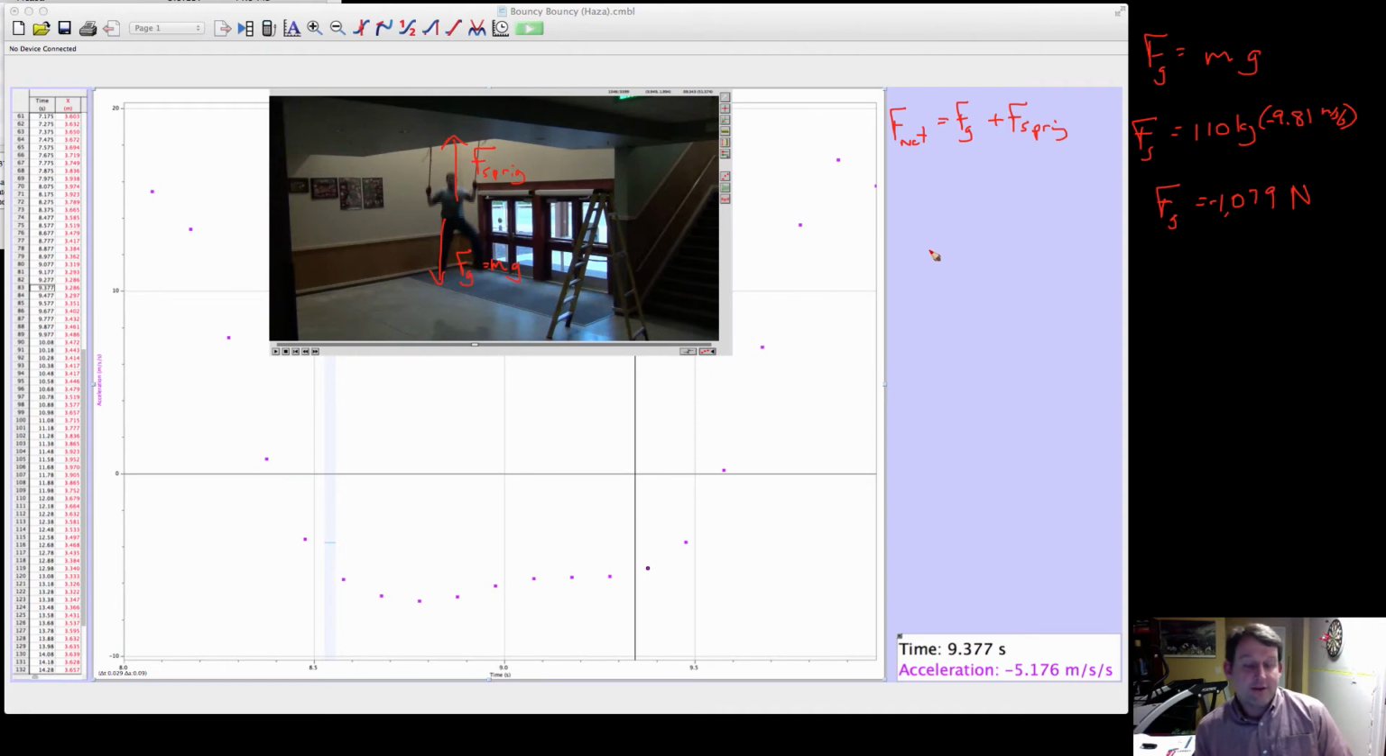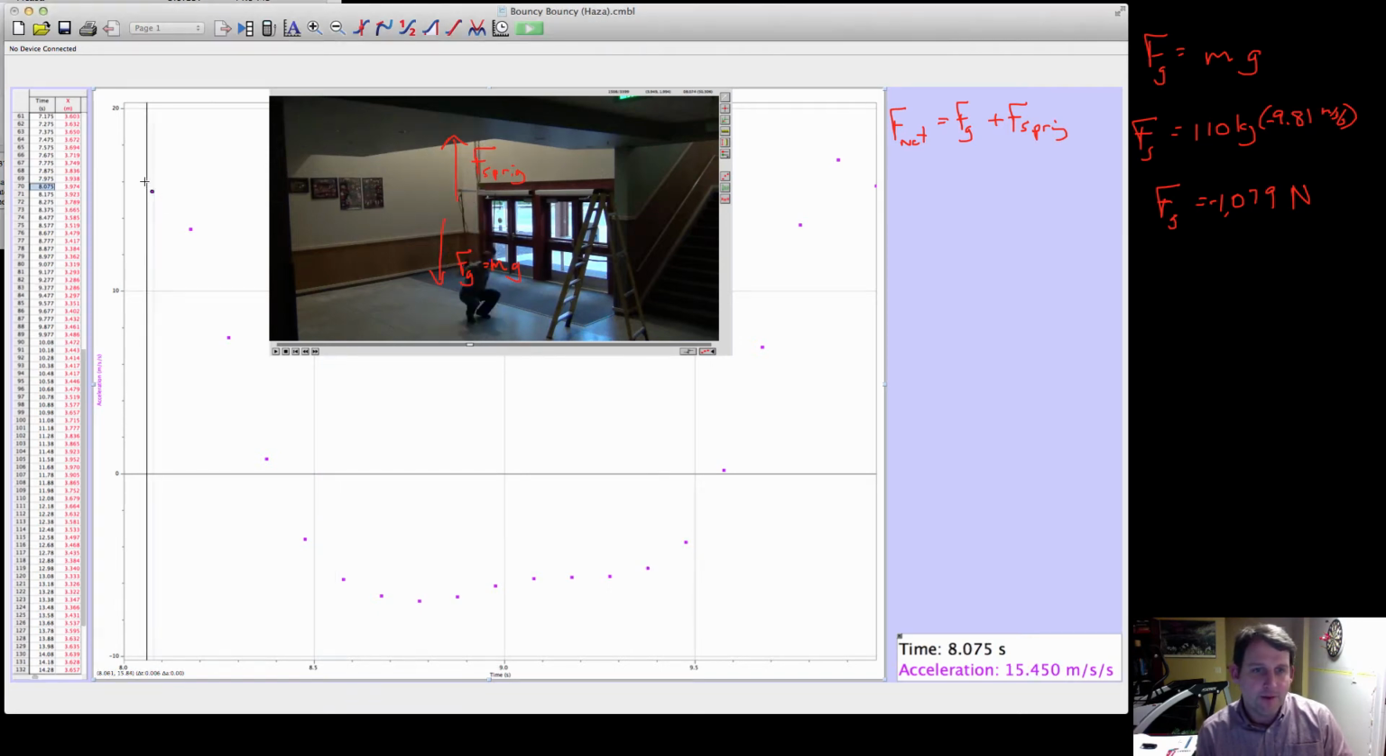All right, so that's done. We know F sub g. Now we need to figure out what the net force is to find the spring force. That's our goal, is to find this, how much is the spring pulling on us. So if we look over here at the net force, and I click back to right here, here's our biggest positive acceleration.